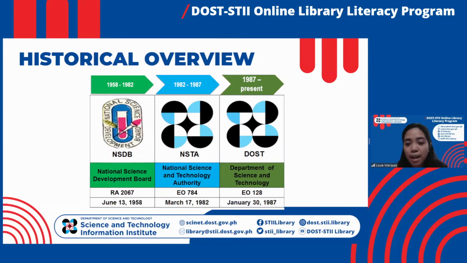So for those who don't know, ang DOST po ay located sa Central Bicutan, Taguig City. And for the historical overview, from 1958 to 1982, DOST was formerly known as the National Science Development Board, or NSDB. And from 1982 to 1987, it was changed to National Science and Technology Authority, or NSTA. And finally, in 1987, by virtue of Executive Order Number 128, it was changed to Department of Science and Technology, or DOST as it is known until today. Yan. So again, from NSDB to NSTA until finally, DOST.